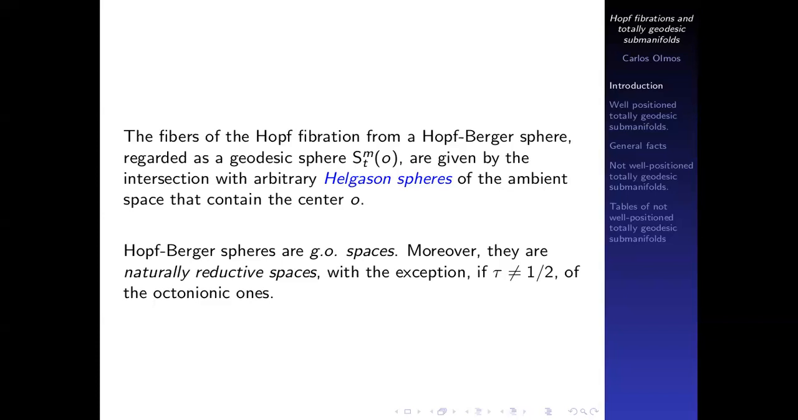Moreover, these Hopf-Berger spheres are naturally reductive spaces with geodesic deception when tau is different from 1/2. In the octonionic cases they are only geodesic spaces in general, and not naturally reductive.